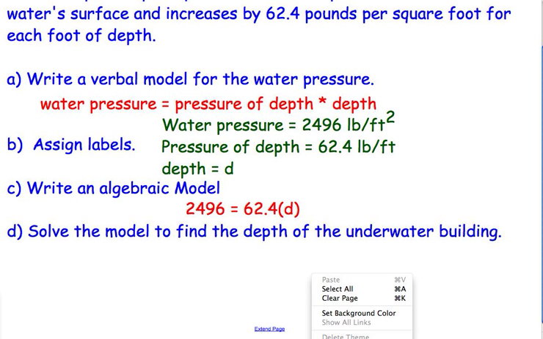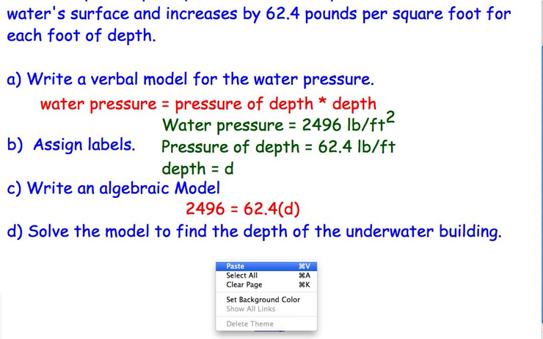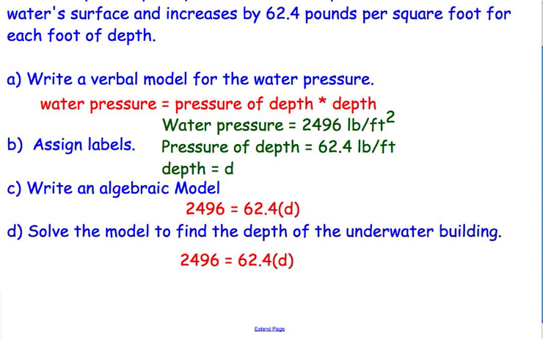And then the next part is we take that answer for that problem and we are going to solve. So the opposite of multiplying by the variable is dividing. If I do it to one side, I must do it to the other. And then I just type that in my calculator. 2,496 divided by 62.4, and I get 40. So the depth is 40.